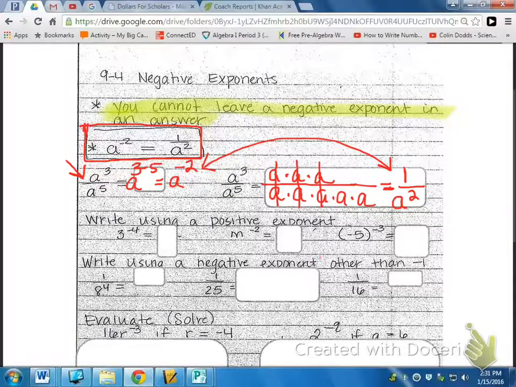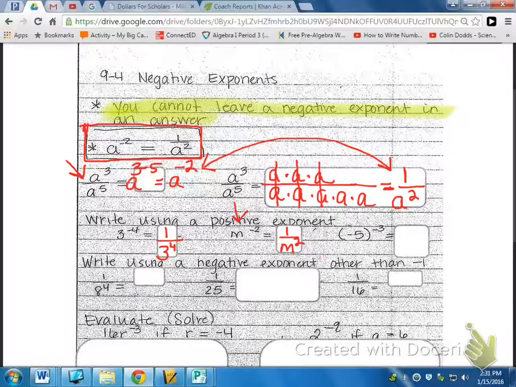So the first set of problems say write using a positive exponent, which is what you would normally do. 3 to the negative 4. It just means that you would put 1 over 3 to the 4th power. The 3, or the base, never changes. Only the exponent changes to a positive. So m to the negative 2. Who wants to tell me what that should be? Ethan. 1 over m to the second power.